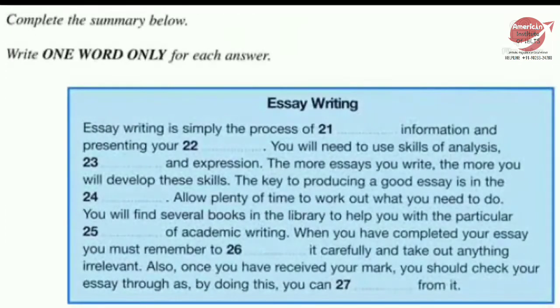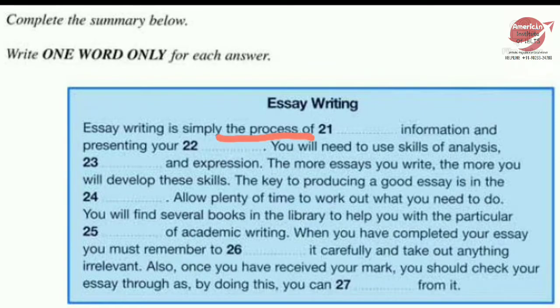Okay, so now moving on to the second type of activity, which is summary. There is a summary activity in front of you. Complete the summary below. Write one word only for each answer. In this case, you need to work on an activity about essay writing. So let's start. Essay writing is simply the process of dash information.